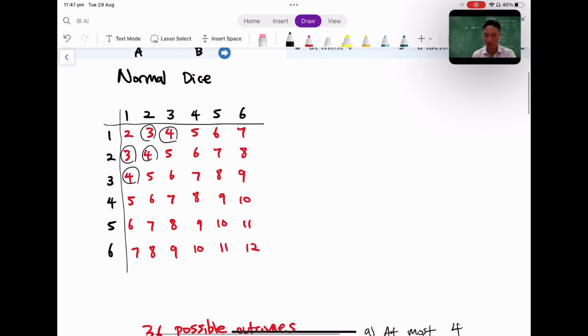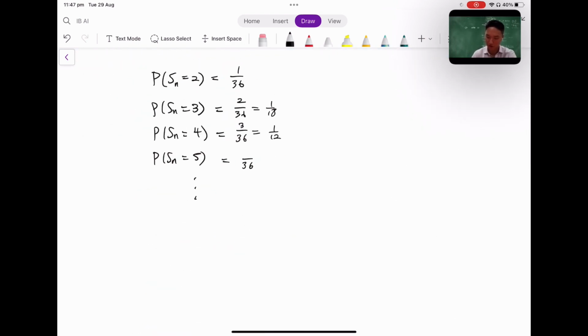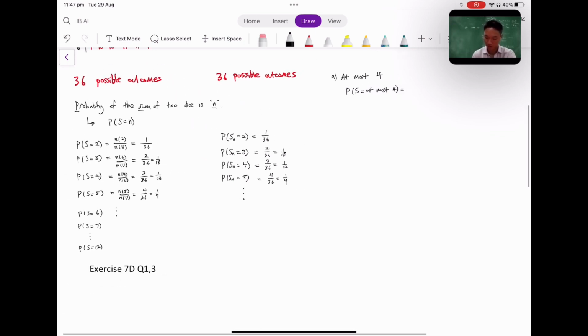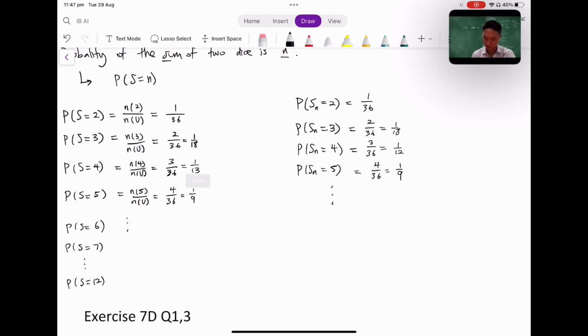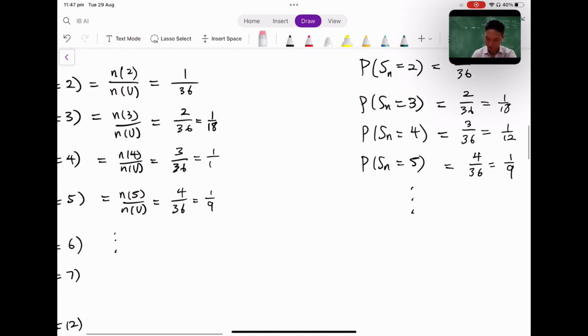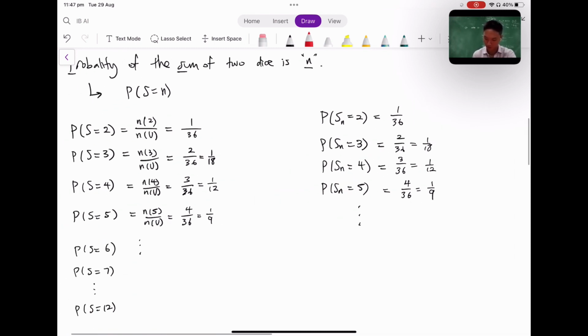For the normal dice pair, it's quite easy to see from this diagram that it's all this diagonal line. So for 5, we have 4 5's, we have 5 6's, and so on. So for 5, it will be 4 over 36, 1 over 9. And it will be continuing. Let's have a look. Oops, I made a mistake here. So 1 over 12. Shall we compare the probability?